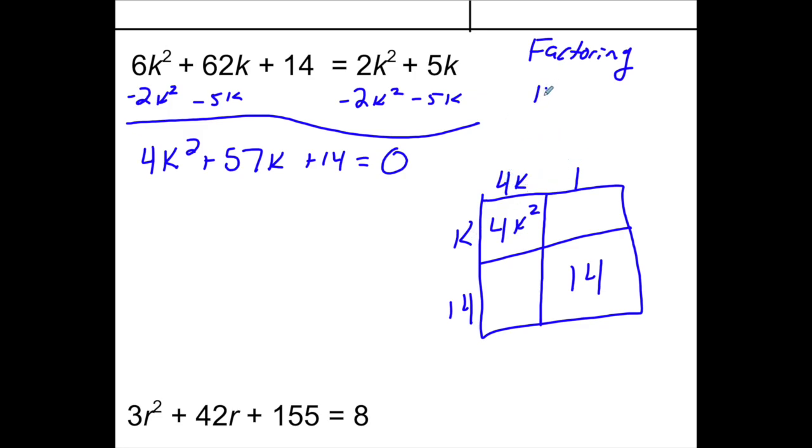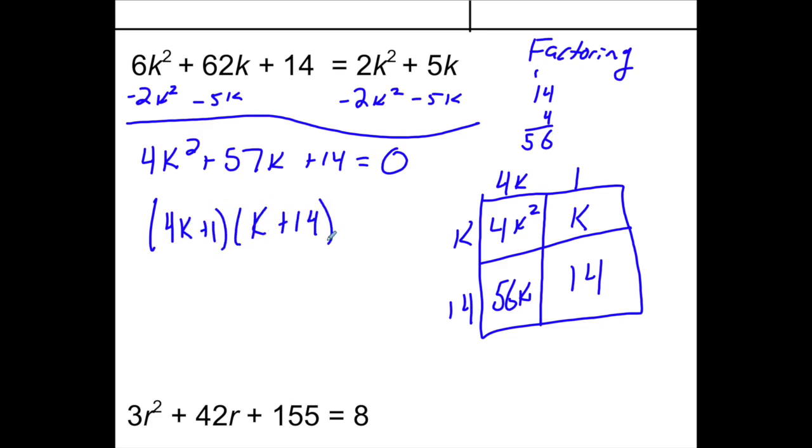Okay, because let me just double check this, because I know that 4 times 4 is 16, so when I do 14 times 4 to figure out this box, you're going to get 16, carry the 1 for 56. Perfect. So this is 56k. This is k, so they add up to 57k. So this breaks down as 4k plus 1, k plus 14.